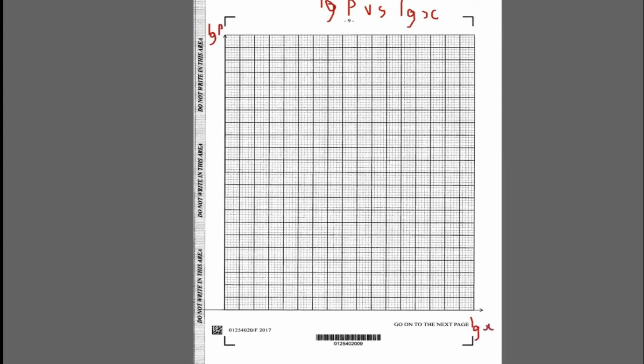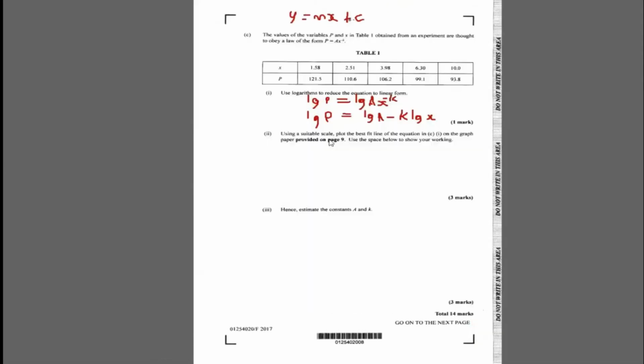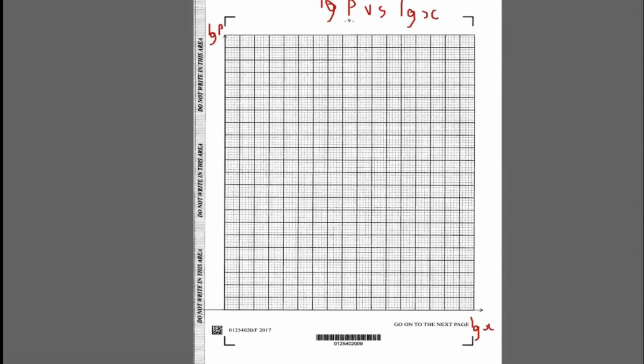Let's try and deduce the scales that we're going to use now. Using a suitable scale, so you need to cover, what's the log of 10? We know that the log of 10 is 1, and so on the x-axis, the biggest value is 1. So how can we separate this so that this goes out to 1? 0.1, 0.2, 0.3, 0.4. This won't work. So let's go 0.4, 0.6, 0.8, 1. That won't take up half of the graph.